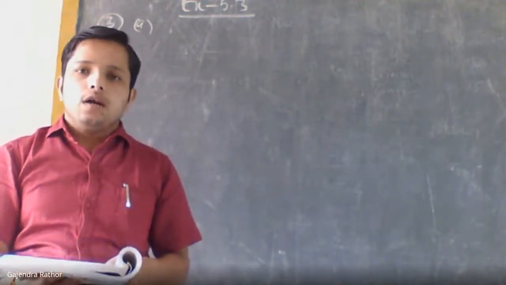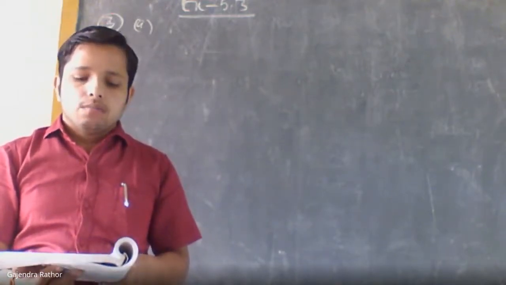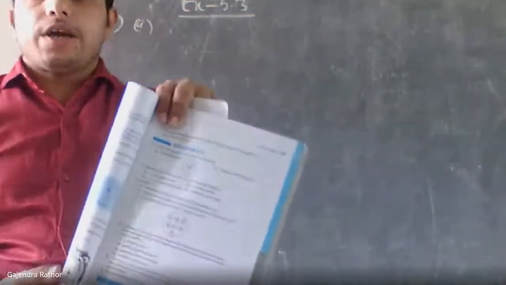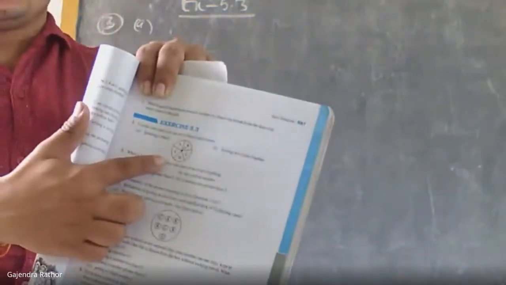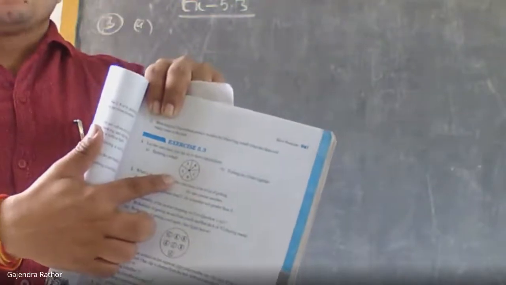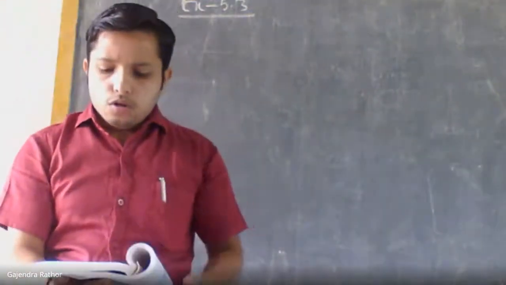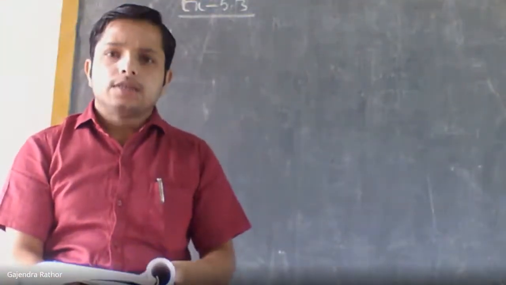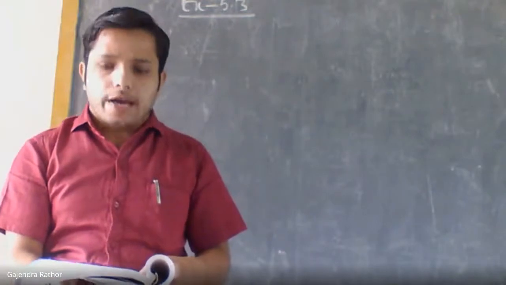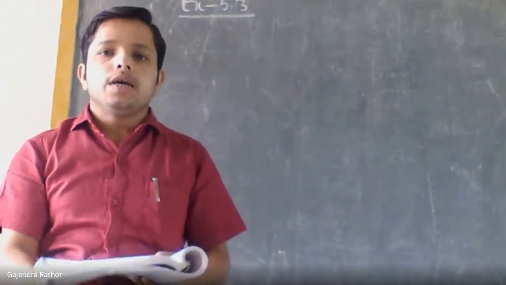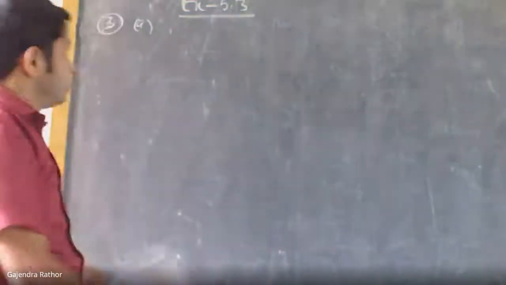So before that, we should once again see the previous question, 1A. In 1A, there is one spinning wheel given. On this spinning wheel, there are 5 letters: A, B, C, D, and again A. So we have to find the probability that the pointer or arrow stops on D when we spin this wheel.